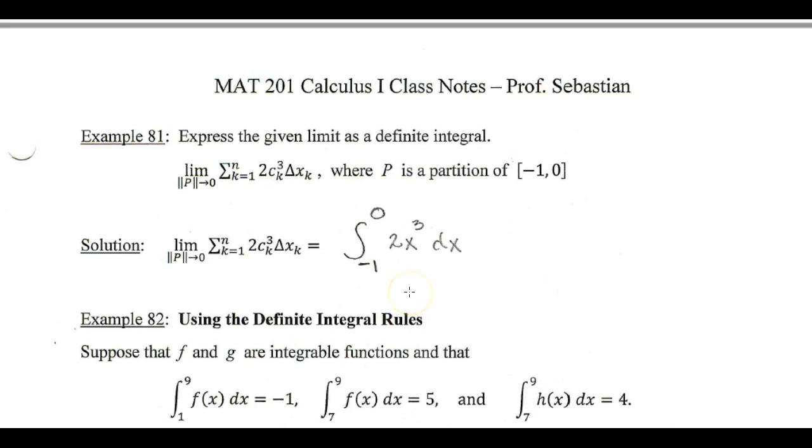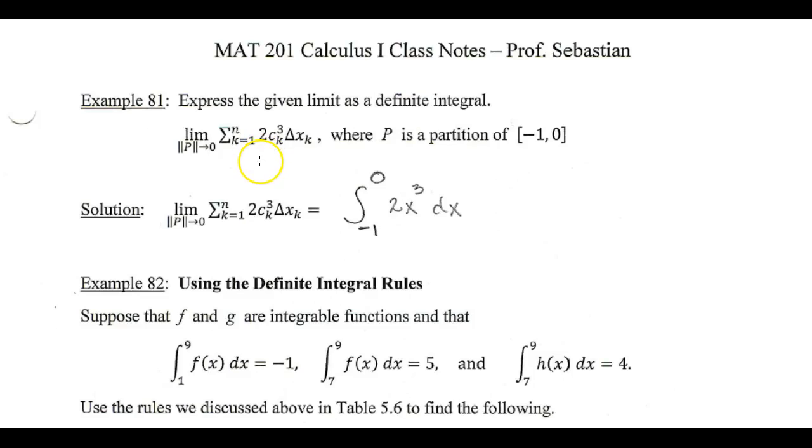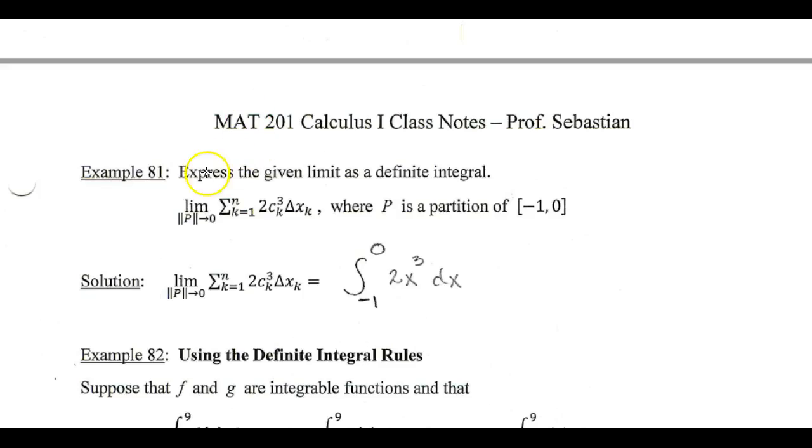So as a first example here, example 81, I'm going to do examples 81 and 82 together since they're both short. No, I'll just do 81 right now. Example 81: express the given limit as a definite integral. So all I want you to do in this case is understand what this notation means. This notation tells you that we have an integral, right? This is the limit as the width of the partitions goes to 0 of the sum of a bunch of rectangles, where the height is 2 times c sub k cubed times delta x sub k.